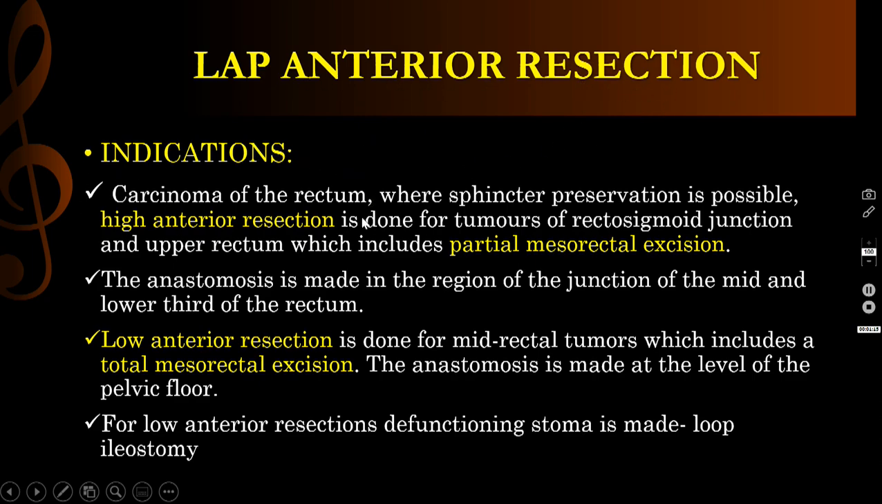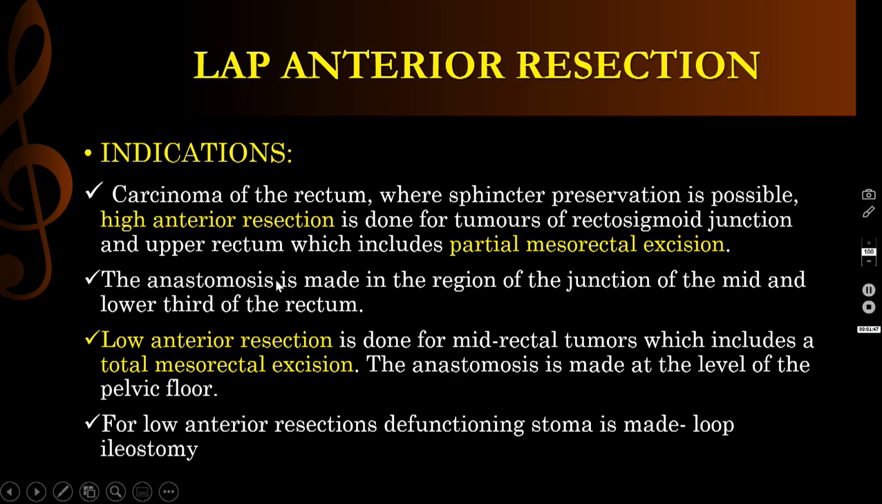The main indication is carcinoma of the rectum, even though we can do it for benign tumors in the rectum as well. Carcinoma of the rectum where sphincter preservation is possible. The high anterior resection is done for tumors of the rectosigmoid junction and upper rectum, which includes partial mesorectal excision.